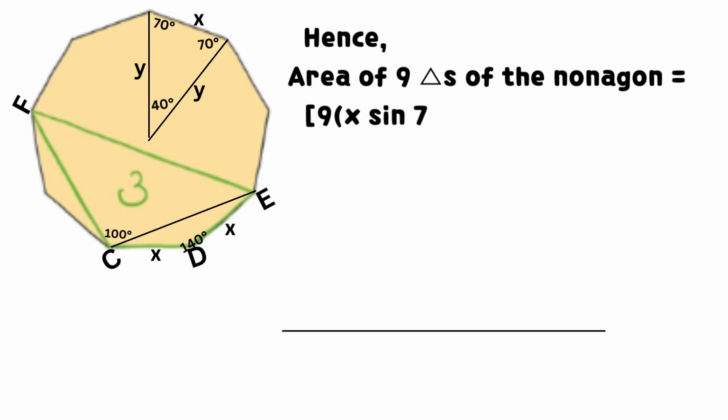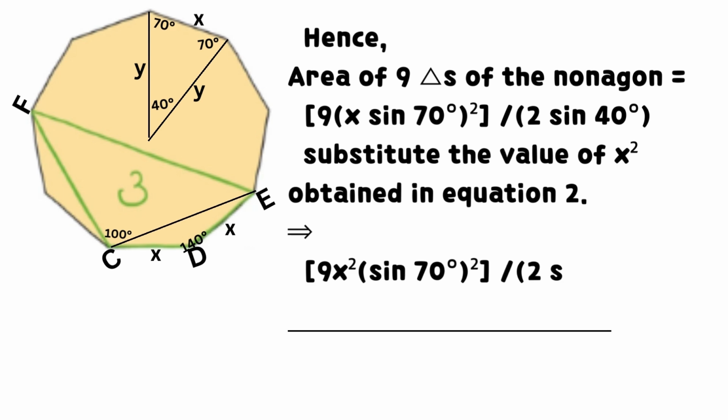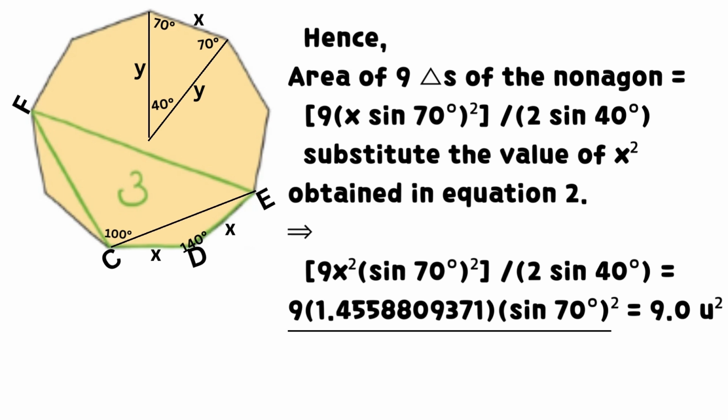Hence, the area of 9 triangles of the nonagon equals the product of 9 and the square of x times sine 70 degrees, all divided by 2 times sine 40 degrees. Substitute the value of the square of x obtained in equation 1 and simplify. We have that the product of 9 and 1.455880937 times the square of sine 70 degrees, all divided by 2 times sine 40 degrees equals 9.0 square units.